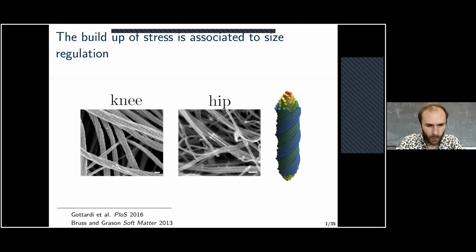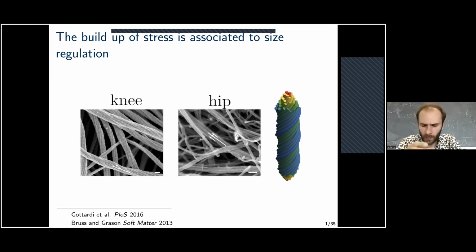So let's get started with a first biological example. Here you can see two pictures of collagen bundles. One is from the knee and the other one is from the hip. You may notice that those bundles have different widths. In fact, the material itself, which is made of collagen in both cases, has very different mechanical properties, and it's due to this difference of thickness in the bundles. So there must be a biological mechanism that regulates the size of the bundles.